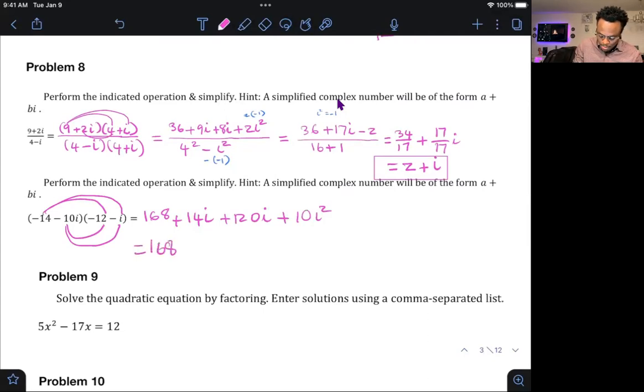We will combine like terms. 168 plus 120, plus the i terms, that's 134i, plus, actually that's negative 10. So your final answer for this operation will be 158 plus 134i.